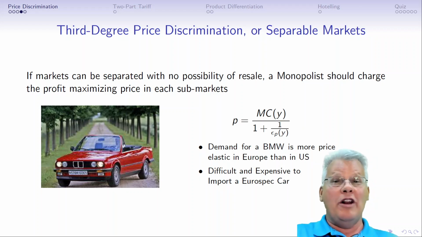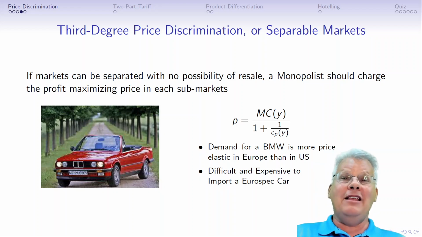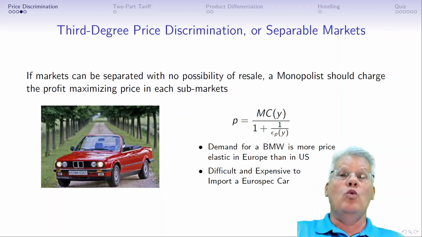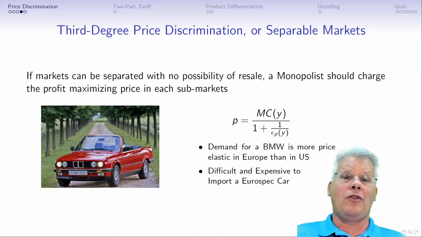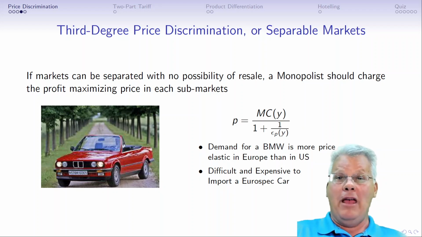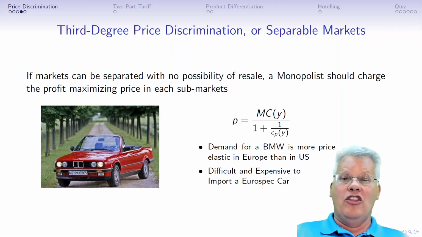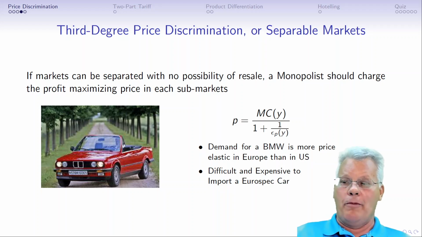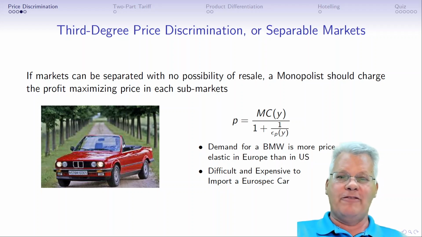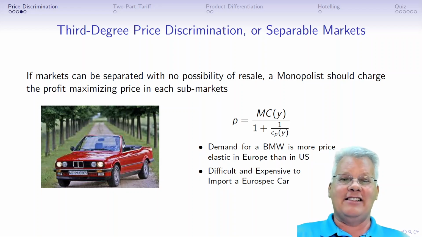Because if you want to be seen in the ultimate driving machine, you're willing to pay. That means that demand in the US was less elastic than it was in Europe, where BMW had many close substitutes. So you remember from last chapter, we had the markup pricing rule, where price is a function of the marginal cost of production and the price elasticity of demand.